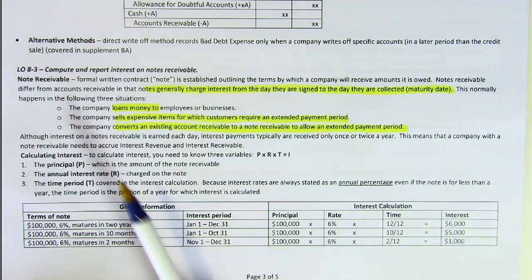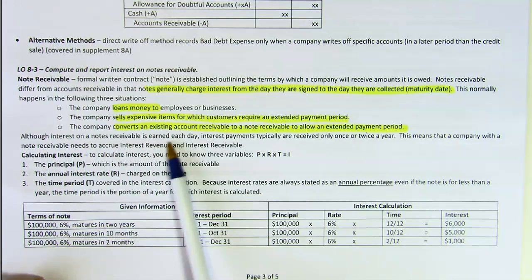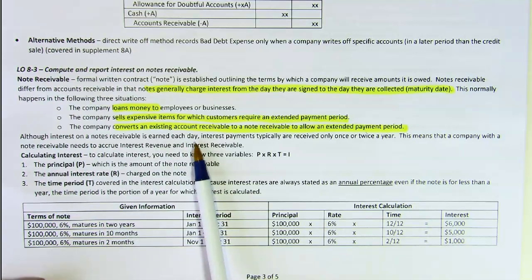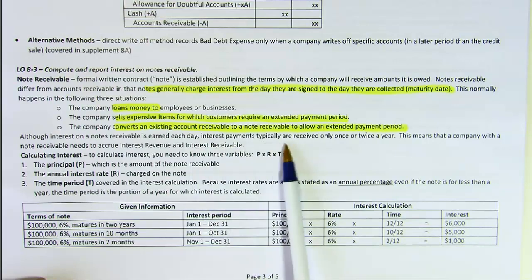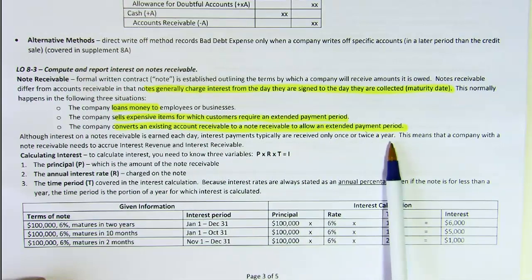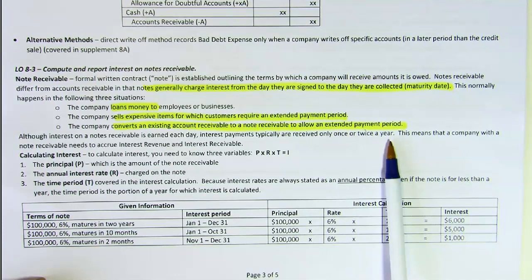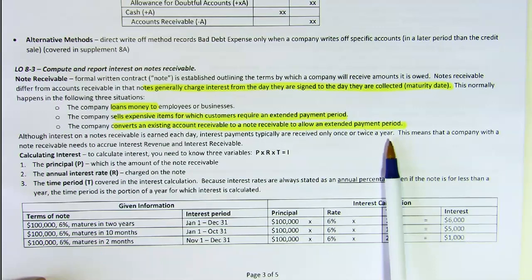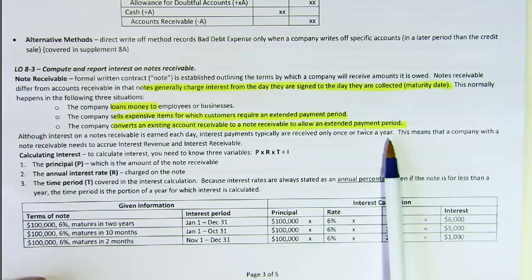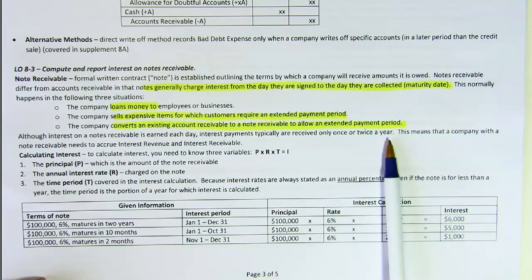Now, it tells us here that interest on notes receivable is earned each day. That's true. Just like with the bank account, we earn interest day by day, but interest payments are received only once or twice a year. And when we're talking about short-term notes, you're going to get paid your interest at the same time as you receive the principal unless it's otherwise specified. And short-term notes mean 1 year or less in length. So if you're dealing with a short-term note, principal and interest is usually paid at the same time.